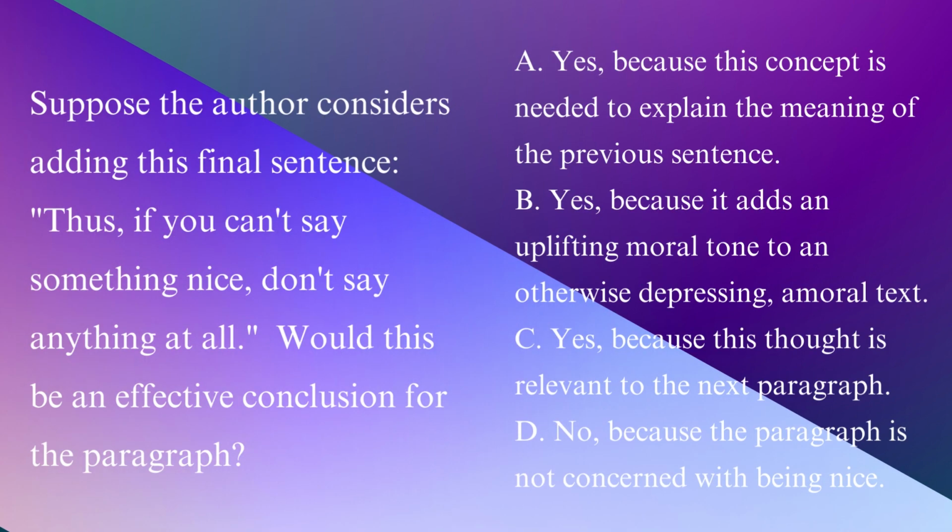Many times at the end of an English section passage, you will have a yes or no type question followed by a justification statement as to why you chose yes or no. This one says, suppose the author considers adding this final sentence. This is usually marked by a little square where they want to add that final sentence in the actual passage. Thus, if you can't say something nice, don't say anything at all. Would this be an effective conclusion for the paragraph?